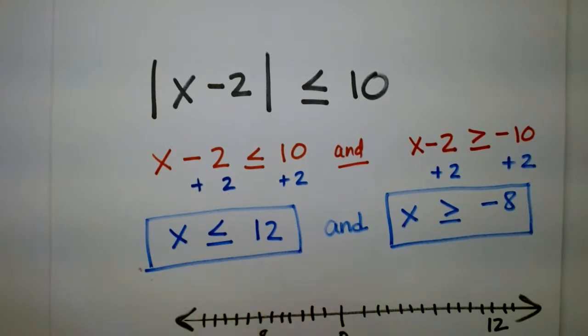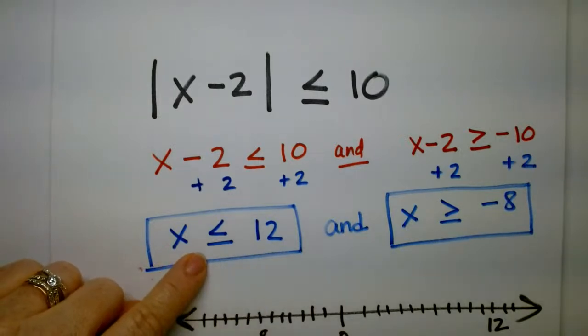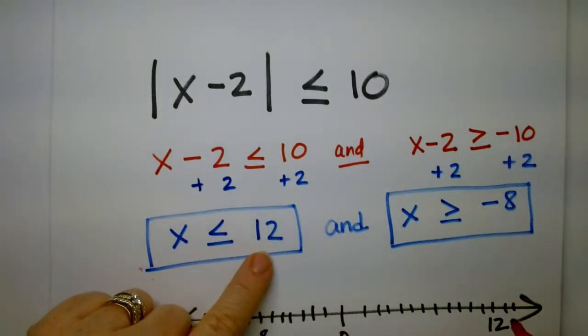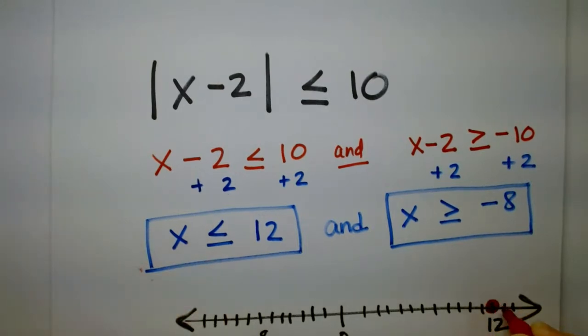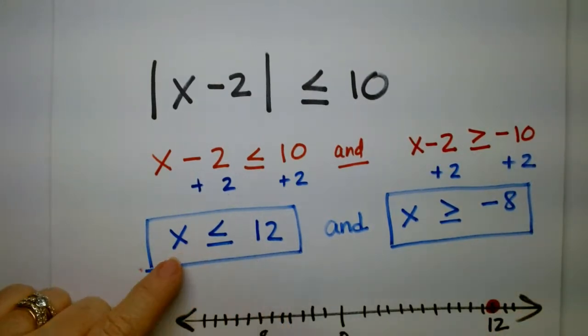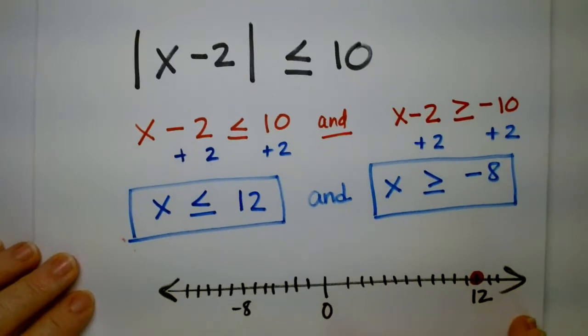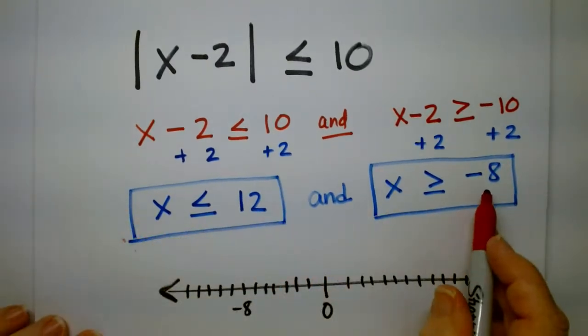Okay, all right, there we go. So what does this mean? This means that I go over here and then I find the 12. Because it's an equal sign, I circle it and I fill it in. That means x can be equal to 12. That's allowed. That's allowed.